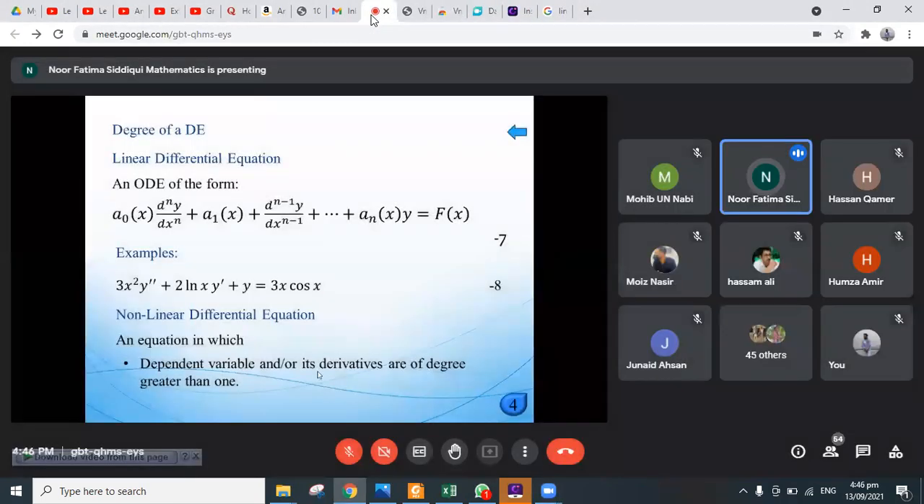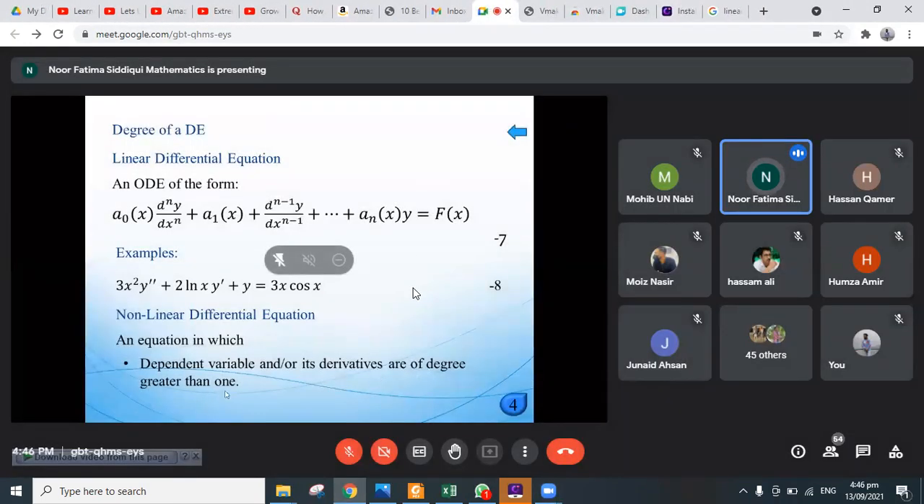Dependent variable and/or its derivatives are of degree greater than 1. And/or means that it may be possible that the dependent variable and derivatives are both present, so you will check both. If any one is present, you will check that. Whatever is present, whether the dependent variable or its derivatives are in the equation, the degree of each term with dependent variable and its derivative should be greater than 1, so that the equation will be a non-linear differential equation.